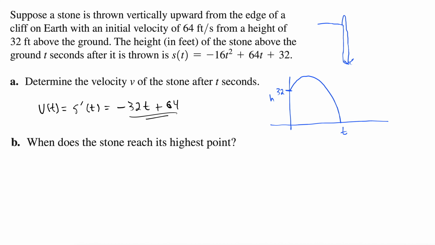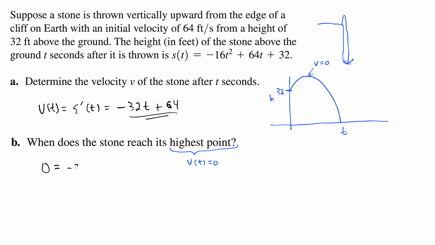Part B asks, when does the stone reach its highest point? That happens when the velocity equals 0, when v of t equals 0. Why is that the case? Well, if you can imagine throwing a stone up, you throw it up with this initial velocity in the upward direction, and right about here, just for one instant, at the top of the curve, the velocity is 0 as it turns around. So we simply take our velocity and set it equal to 0 and solve for time.